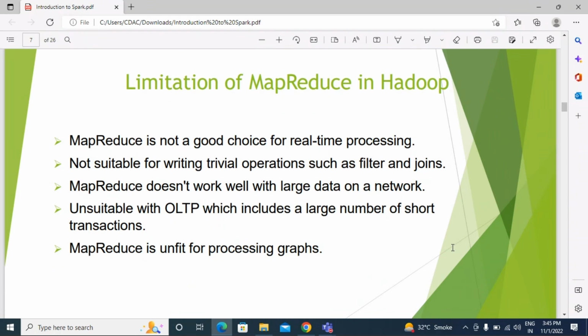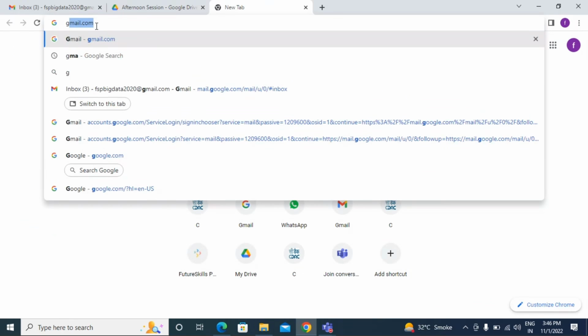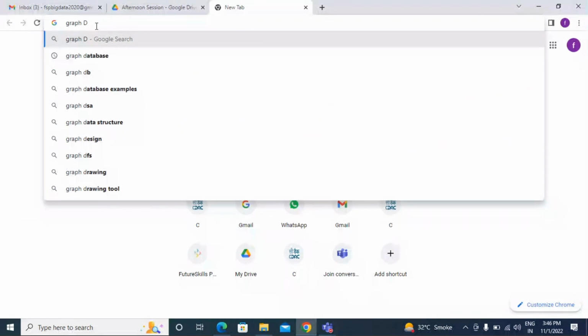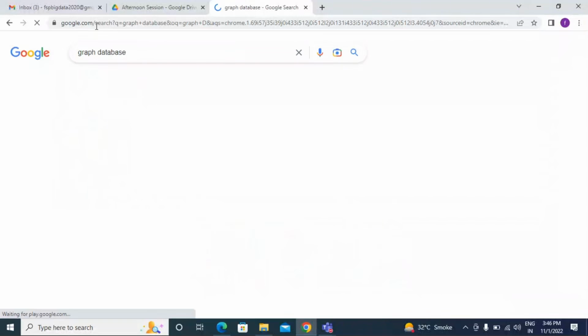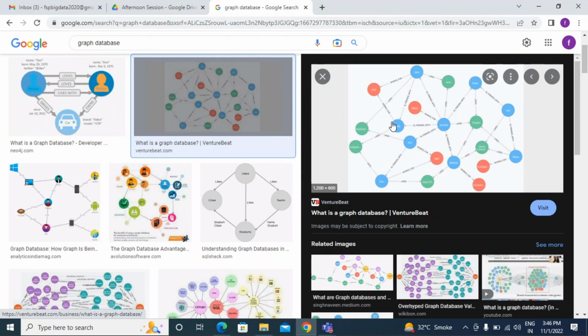MapReduce is unfit for processing graphs. The graphs mentioned here are not your bar charts, histograms or pie charts. These graphs are basically graph databases. Okay, if you are aware, I'll tell you. These are your graph databases.